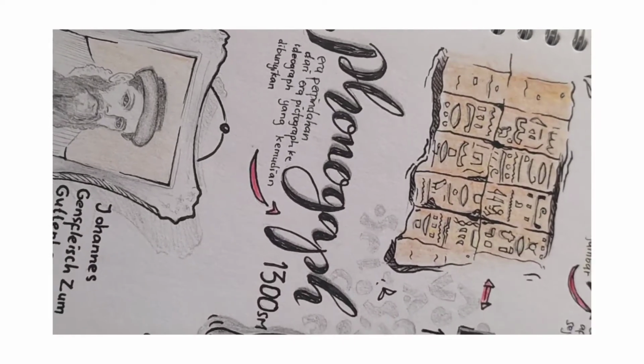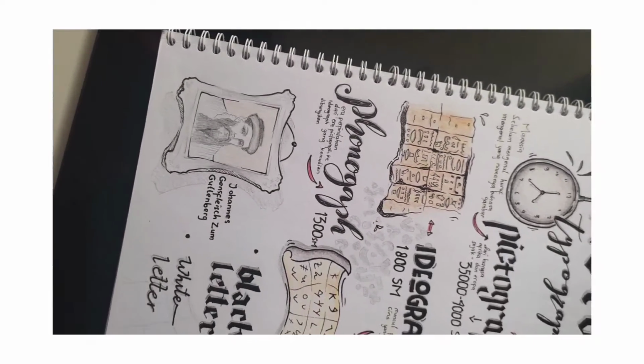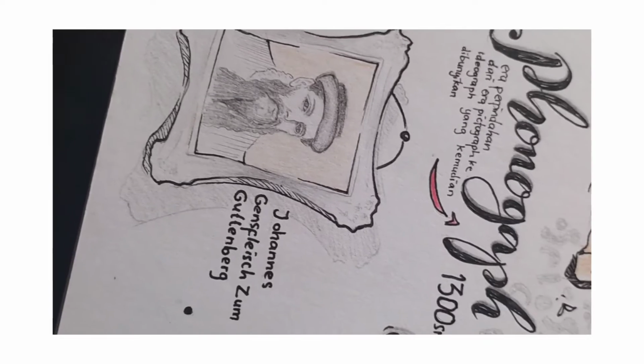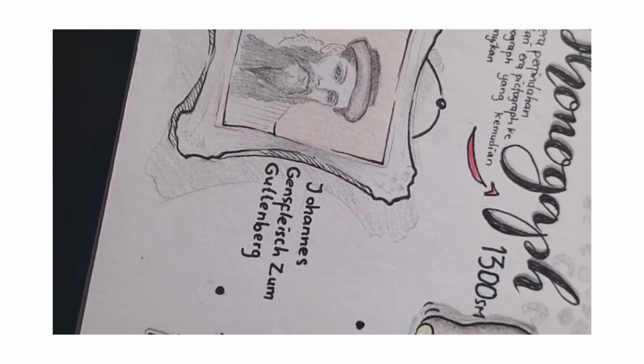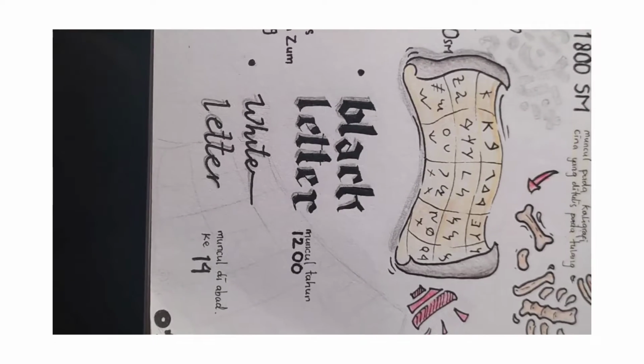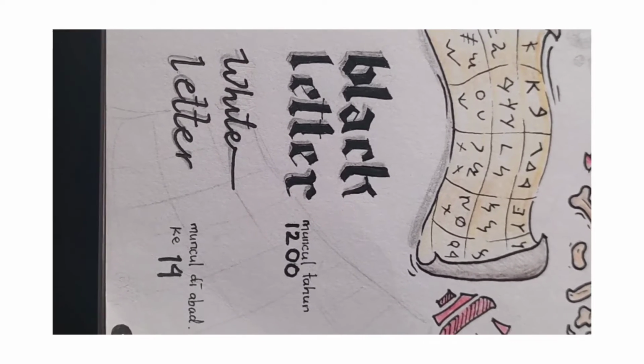So that's the three eras of typography, but we also have Johannes here. He was a German inventor, printer, publisher, and goldsmith who introduced printing to Europe with his mechanical movable type printing press. And we also have black letter and white letter.